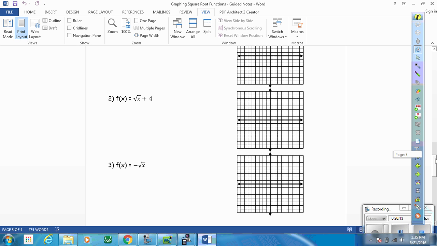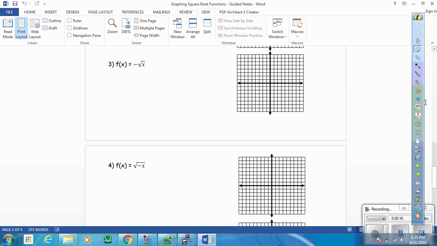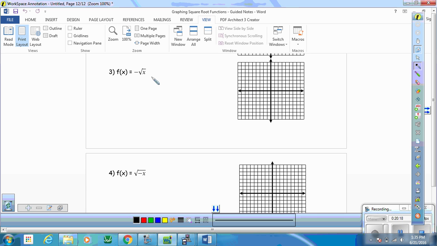As we go down here, we've got more to practice. We've got these negatives to look for. So notice, no addition, no subtraction. I'm starting at 0, 0. The negative is outside, so that's going to flip it down. So instead of going up 1, I'm going to go down 1 over 1 squared. Back to the vertex. Down 2 over 2 squared. Down 3 over 3 squared. So it is the same shape, but going down instead of up.